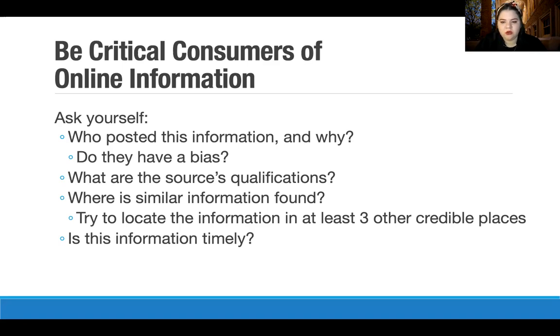Where is similar information found? Try to locate the information in 3 other credible places. So if you are citing information about when Texas Tech was founded, you're going to be able to find well over 3 places that tell you 1923, Lubbock, Texas, kind of standard information. Whereas if you're trying to cite something that says Apolo Ohno bought his first pair of skates for $30, that may be in his memoir, but you may not be able to find it anywhere else. So just remember that it's best to try and triangulate your sources, figure out where they're coming from and if they confirm each other. And then ask, is this information timely?